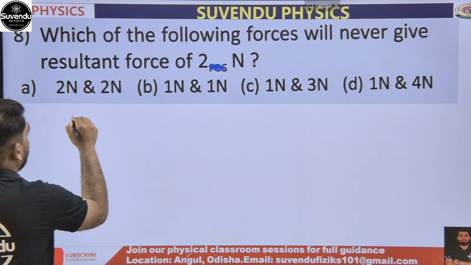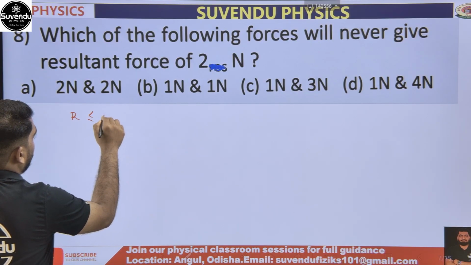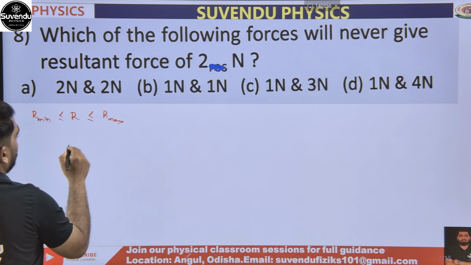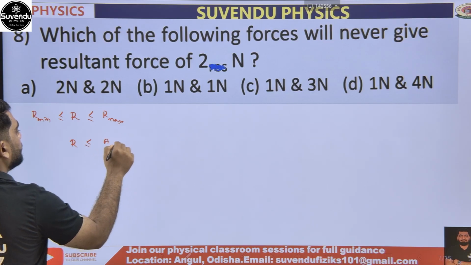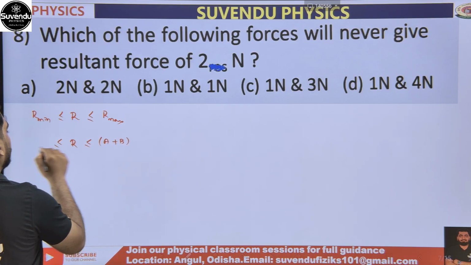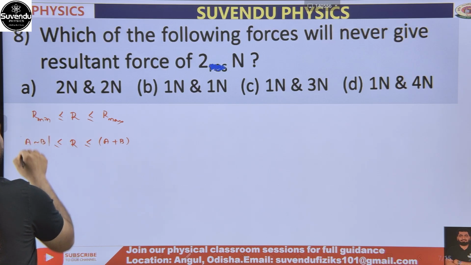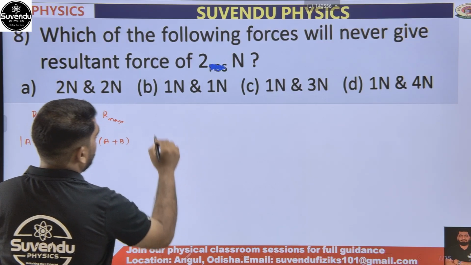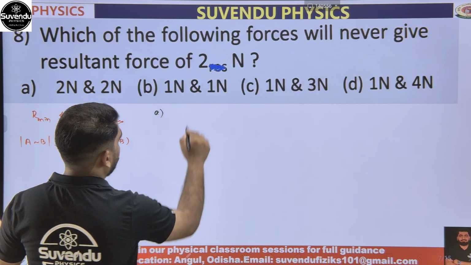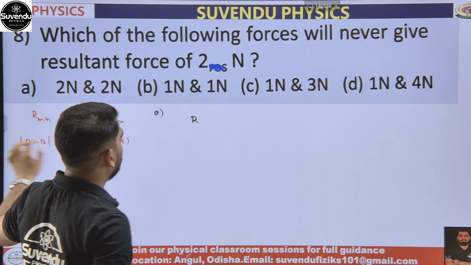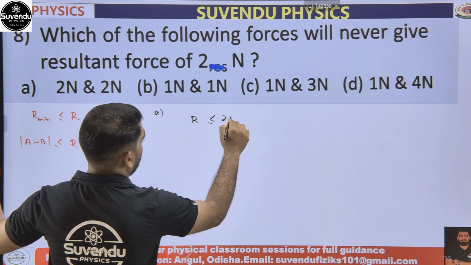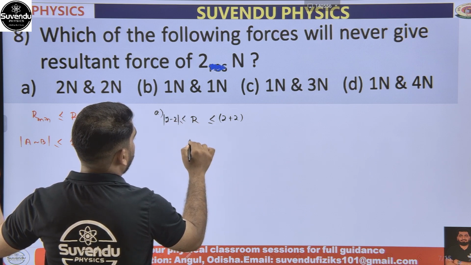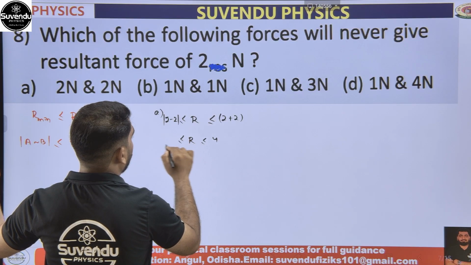We know the range of the resultant is R maximum, and it is greater than or equal to R minimum. That means the range of the resultant vector is less than or equal to A plus B and greater than or equal to A difference B magnitude. So in the first option, option A, the resultant is less than or equal to 2 plus 2 and greater than or equal to 2 minus 2. So R is less than or equal to 4, greater than or equal to 0.